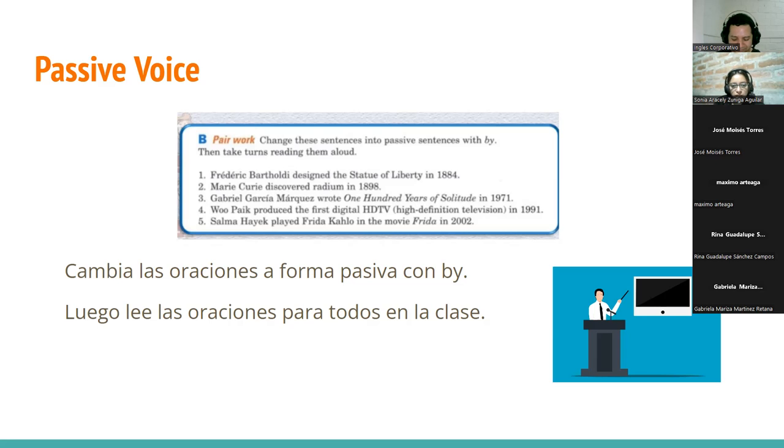Marie Curie discovered radium in 1898. Exactly. What will be the passive voice for that sentence? ¿Cuál es la voz pasiva para la número dos? ¿Alguien sabe? Somebody knows? Radium was discovered in 1898 by Marie Curie. Very good. Radium was discovered in 1898 by Marie Curie. Very good.